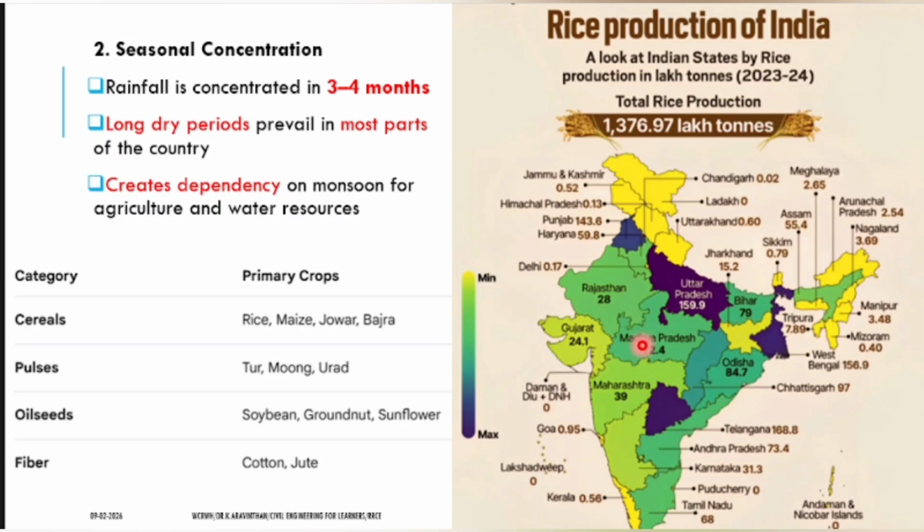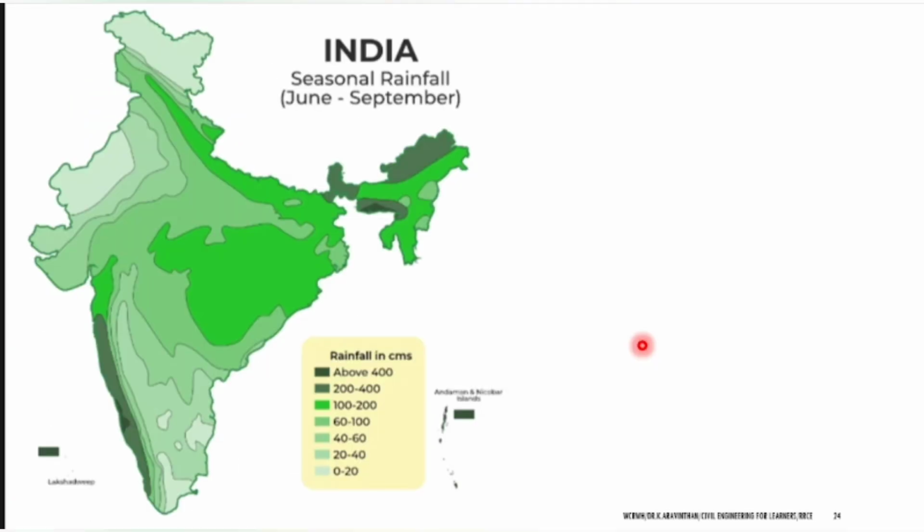159.9 lakh tons of rice. Sir, how is this state developing more rice when compared to other states? Which place has maximum intensity of rainfall? This place, West Bengal, I told you in the last class. You should be aware of what you are studying. Where is the highest amount of rainfall here?